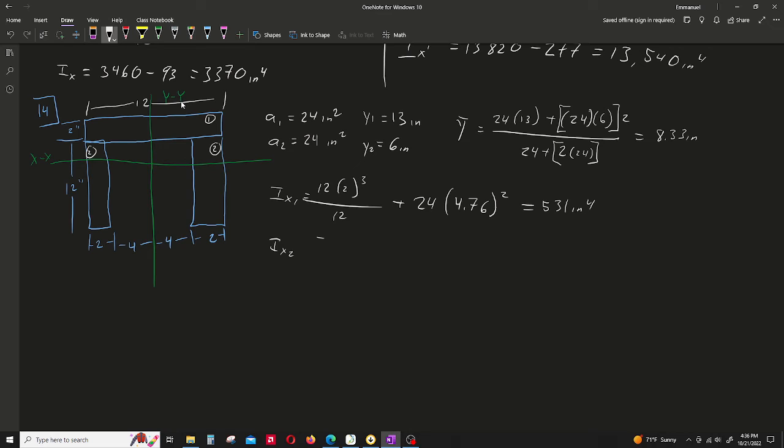And Ix2 is 2 times 12 to the third divided by 12, plus 24. The d for this one is 2.33, equals 418. And so therefore Ix total is just 531 plus 418. And again, we can just multiply those by 2 because there's 2 of them, and the total value is 1,367.